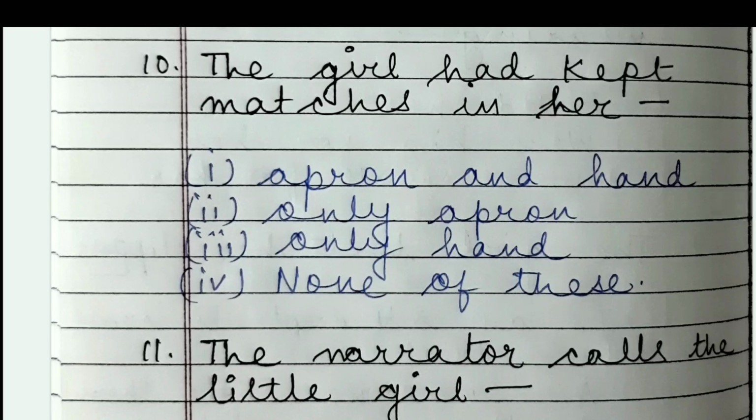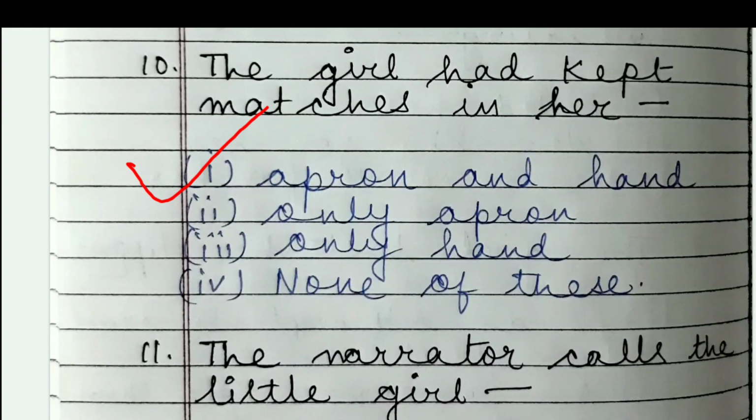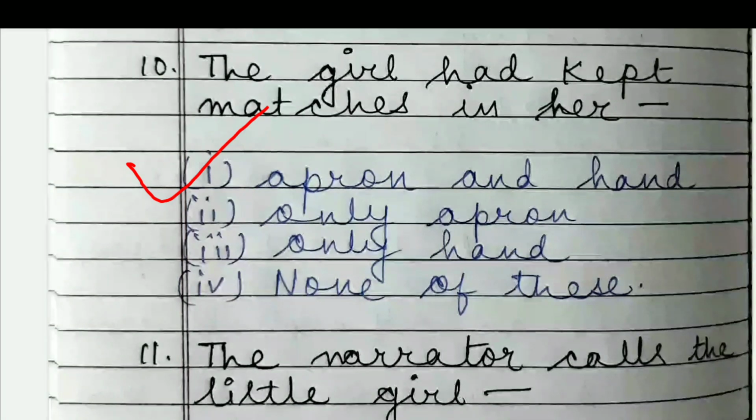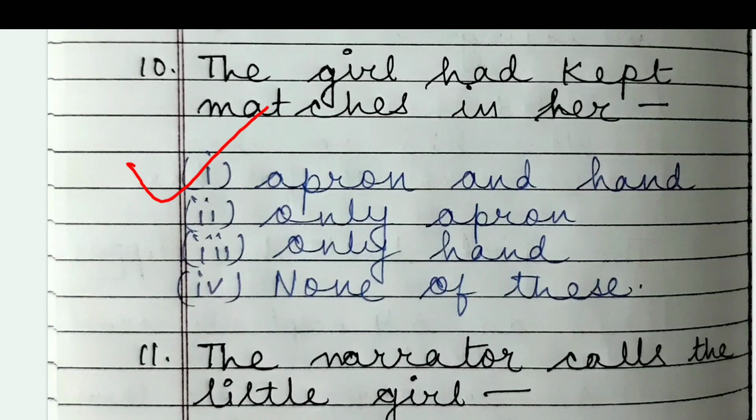Next, question number 10. The girl had kept matches in her. Option 1, apron and hand. Option 2, only apron. Option 3, only hand. Option 4, none of these. So where had the girl put the matchsticks for selling them? She had kept them both in her apron and her hand. So the right answer will be option 1, apron and hand.